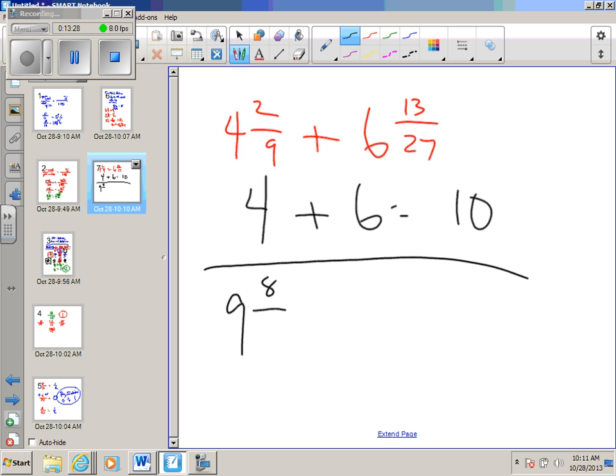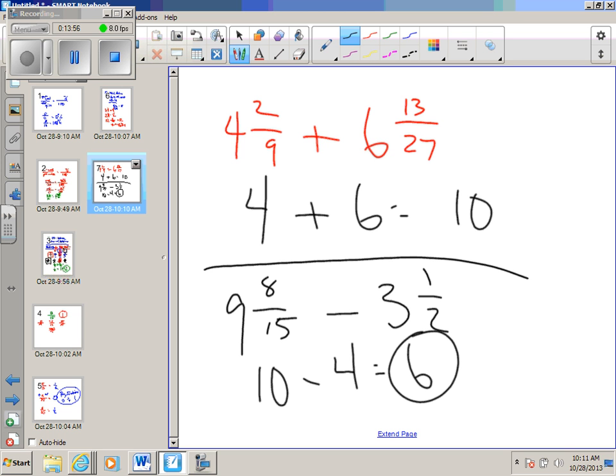Nine and 8/15 minus 3.5. 9 and 8/15 rounds to 10, because half of 15 is what? 7.5. The 8 is just bigger than the 7.5. 3.5? 3 or 4? 4 equals 6. Any questions there?